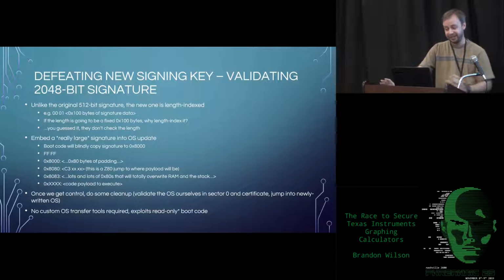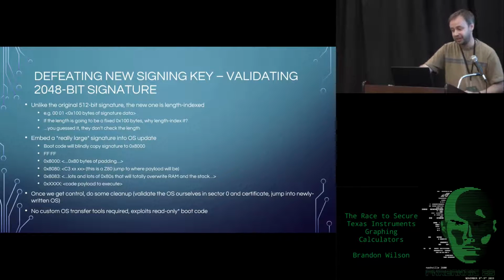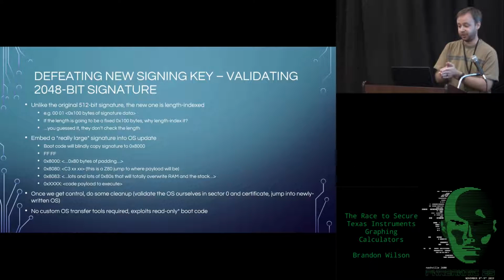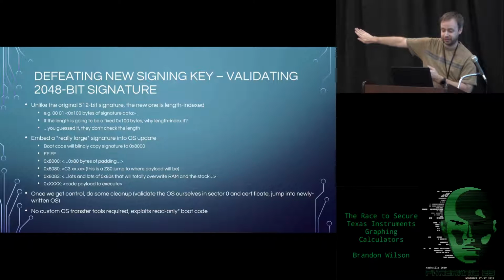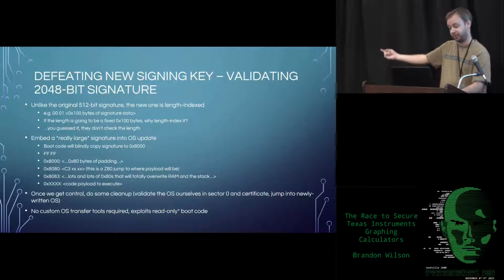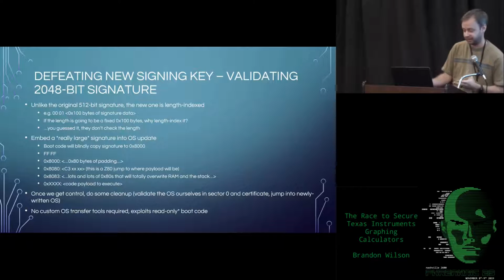We can embed a really, really large signature into the OS update. And because the boot code doesn't check that it's the same value, it will blindly copy the signature to the start of RAM at 8000. So we can store 80 bytes of garbage there, and then a Z80 jump instruction, which is opcode C3, and then the address. And then we can put lots and lots of 80s that eventually will totally overwrite RAM, including the stack. So the next time the code tries to return, it'll jump to address 8080, where we have a Z80 jump instruction that'll jump to where we calculated our payload will actually be. So then we get control, we get code execution.